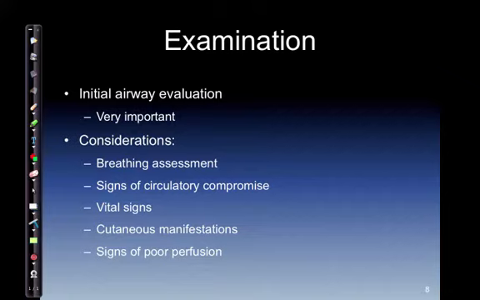Examination: initial airway evaluation is very important. Look for obstruction or potential obstruction. Consider breathing assessment: respiratory rate, work of breathing, use of accessory muscles, and breath sounds. Signs of any kind of circulatory compromise, things like tachycardia and hypotension. Just take a good long look at that and recheck them frequently. That way we can see any kind of trending.